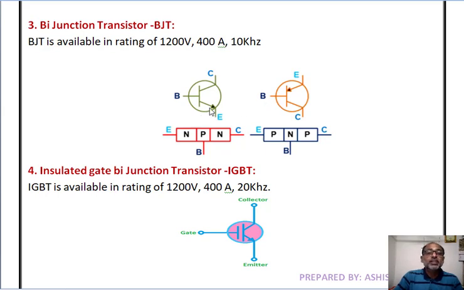Now next, bipolar junction transistor, that means BJT. There are two types of BJT, NPN type and PNP type, and it is available in the range of 1200 volt up to 400 ampere and its frequency is up to 10 kilohertz. So this is the rating which is available in the market.